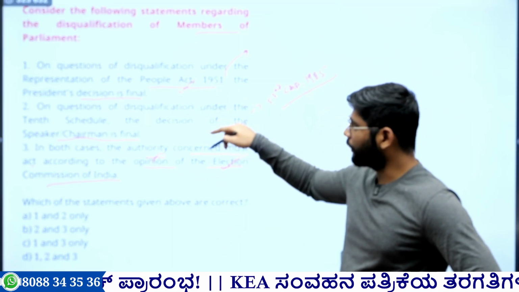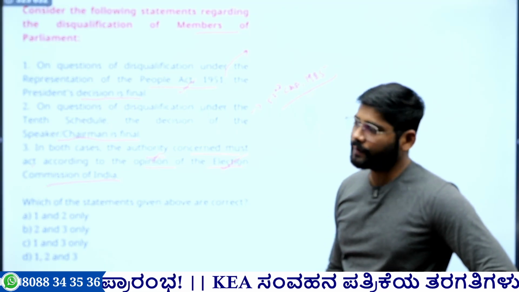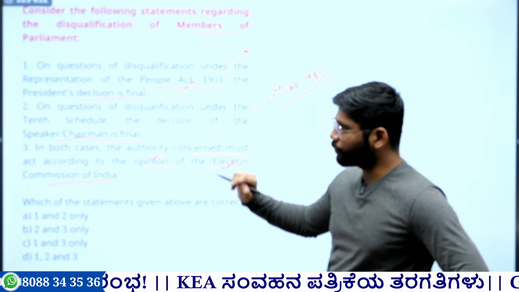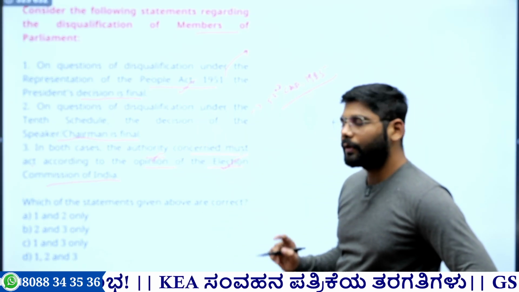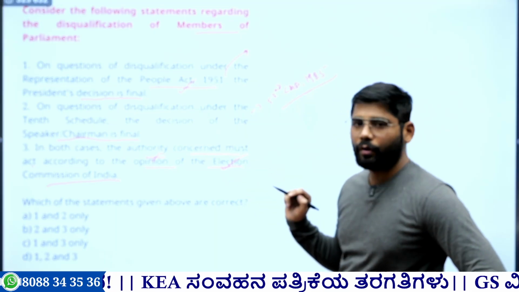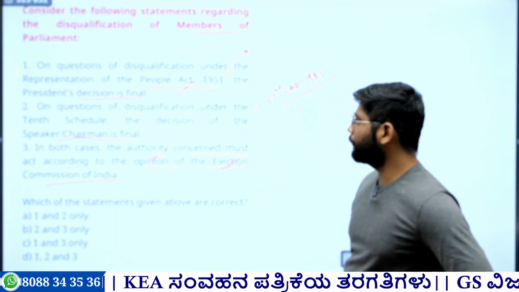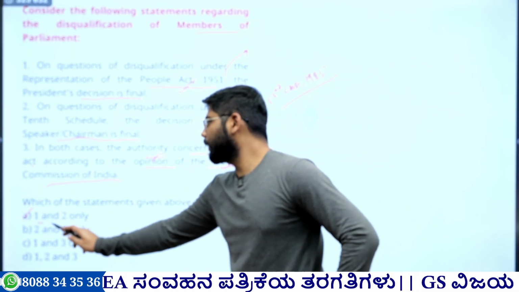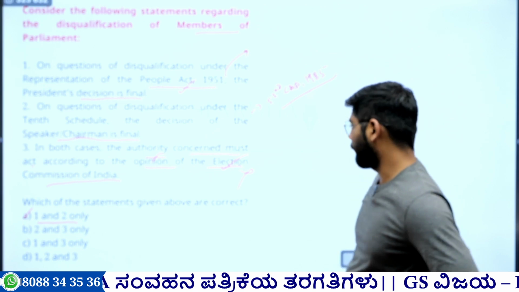In the first case, when the disqualification is under the Representation of People's Act, the president must take the opinion of the Election Commission. But when it comes to the 10th Schedule, the speaker or chairman is not obliged to take the opinion of the Election Commission. So the third statement is wrong here. The correct option is A, that is, only 1 and 2 are correct here.